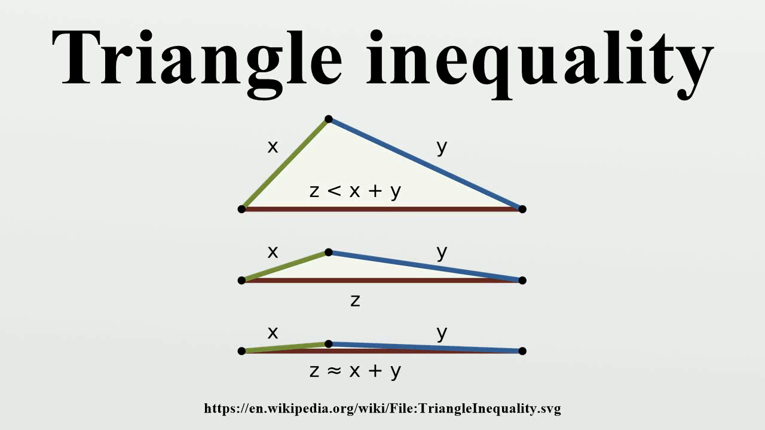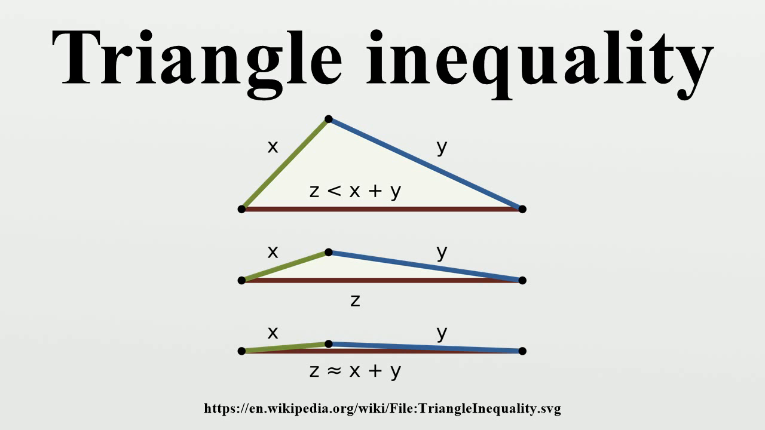In mathematics, the triangle inequality states that for any triangle, the sum of the lengths of any two sides must be greater than or equal to the length of the remaining side. If x, y, and z are the lengths of the sides of the triangle, with no side being greater than z, then the triangle inequality states that x + y ≥ z, with equality only in the degenerate case of a triangle with zero area.